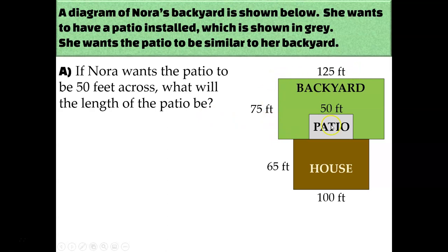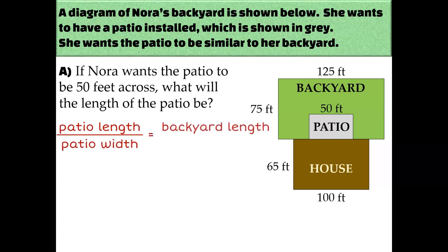So based on the measurements that we see in this diagram, the length of her backyard is 75 and its width is 125. The length of the patio is unknown. That's what we're going to try to figure out here, but we know that she wants the width of the patio to be 50. So again, we'll set up a proportion to solve this, making sure that our ratios compare corresponding things. For example, we could write a ratio of the patio length over the patio width, and set that equal to the backyard length over the backyard width.